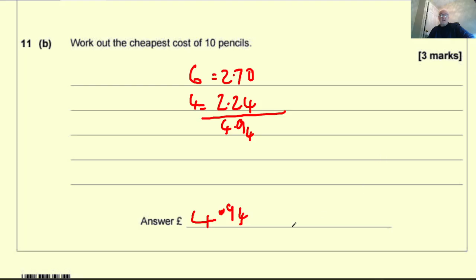Remember, anything to do with money, always 2 decimal places. Very often they'll leave it so that it'll be like 4.9, and then they will take a mark off you if you don't put the extra 0.